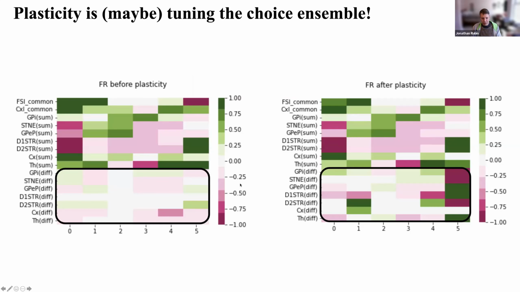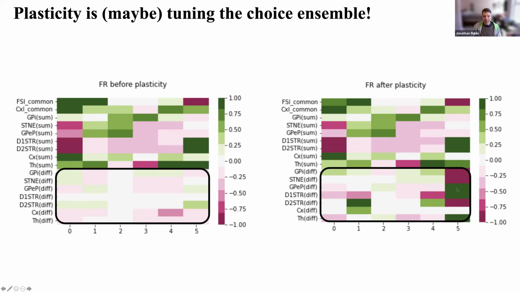We can also do a CCA analysis here, and sure enough, I'm just skimming this bit, the components that show up as being different due to this plasticity are exactly those difference components that showed up in the choice ensemble from our earlier analysis. So the upshot is that this synaptic plasticity at the corticostriatal level seems really well tuned to adjust the choice ensemble.